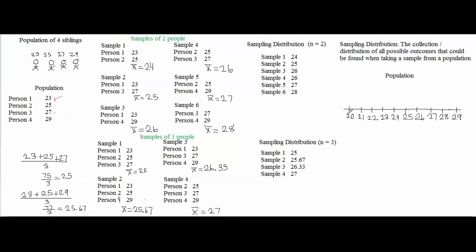Okay, so person 1 is 23, so let's make a box right there. This is person 1. Person 2 is 25 years old, so let's put a box right there. Person 3 is 27. We'll put a box there. And then person 4 is 29. So we have one more box here.